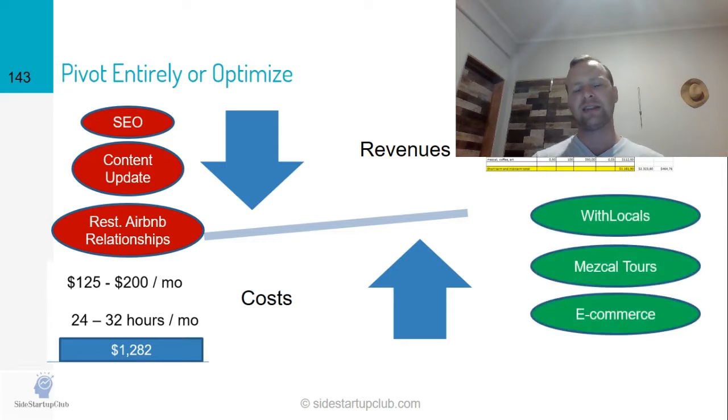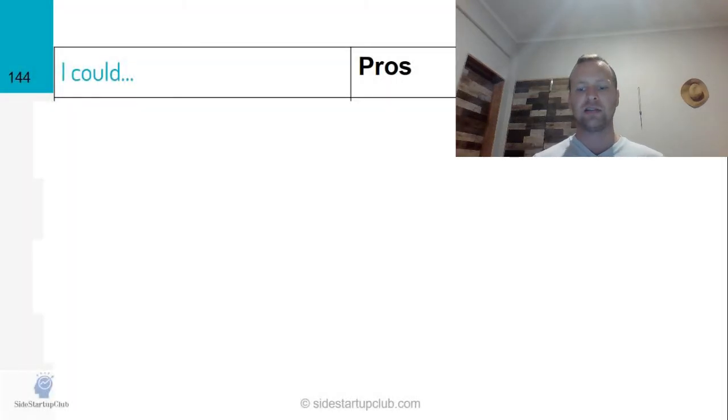On the revenue side of things, it's not so clear. We don't have a super core revenue driving stream, but I do know the with locals model, the Mescal tours, and the e-commerce store all have profit margins around the 20 to 50% mark, whereas affiliate marketing is more like 2 to 10%. So if we can find a way to reduce these activities and increase these activities, we might be in a more favorable position. So what are some of our options?